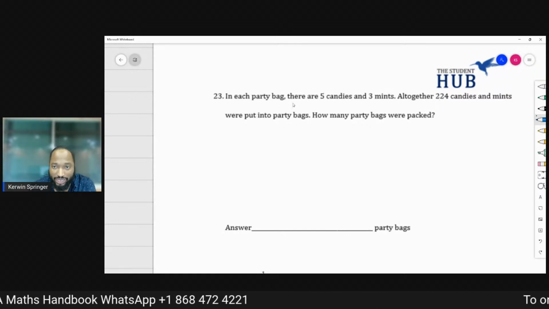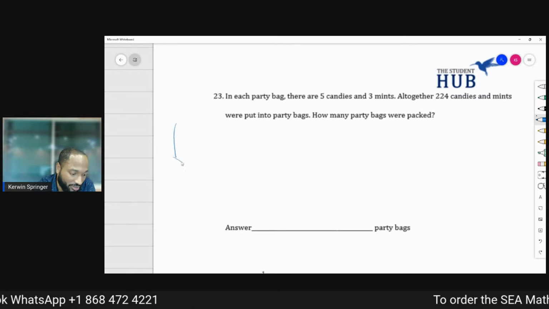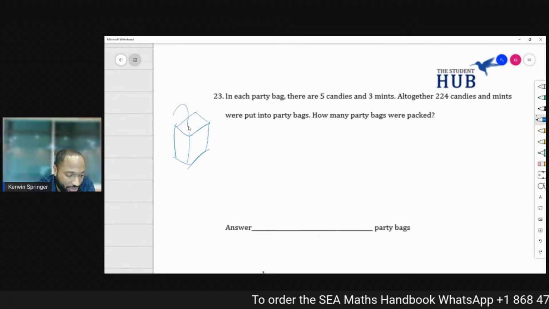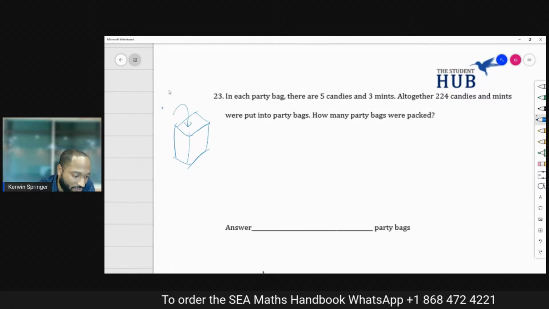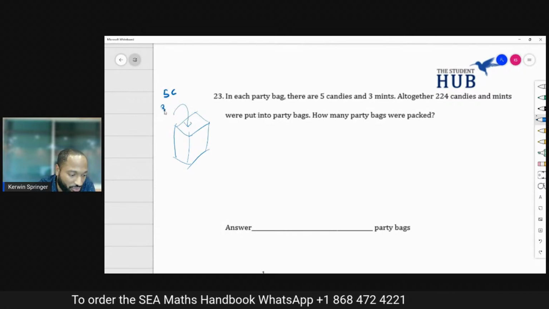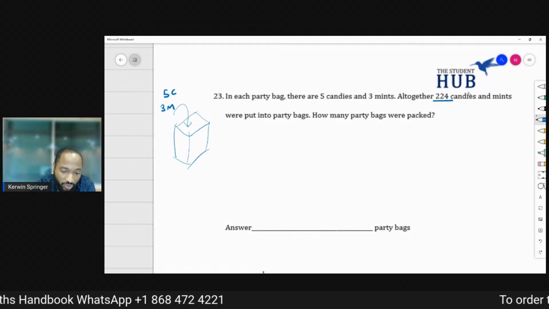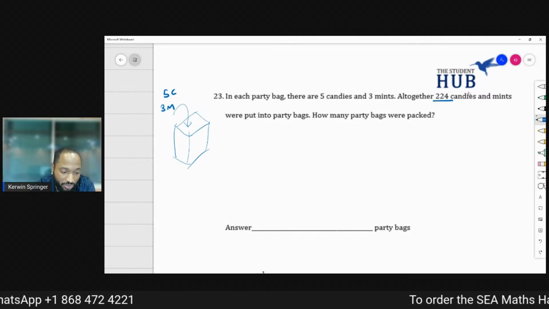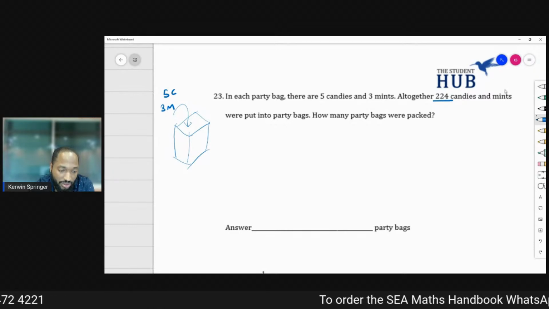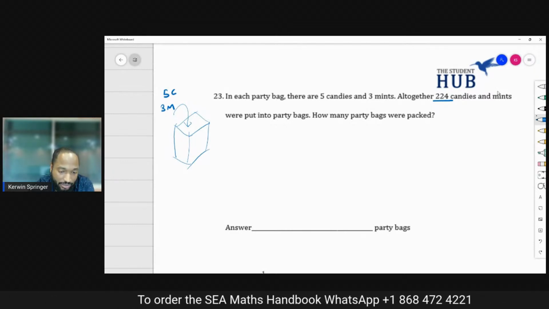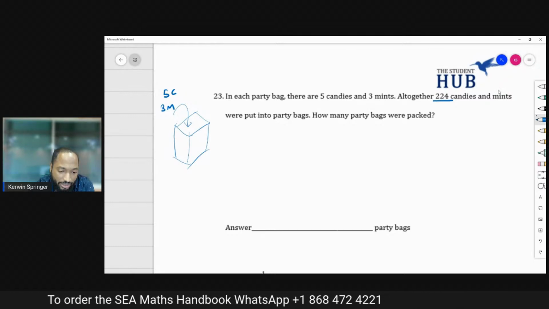In each party bag, how many of you like to see things when you're reading questions? In each party bag, there are 5 candies and 3 mints. Altogether, there are 224 candies and mints that were put into party bags. How many party bags were packed?